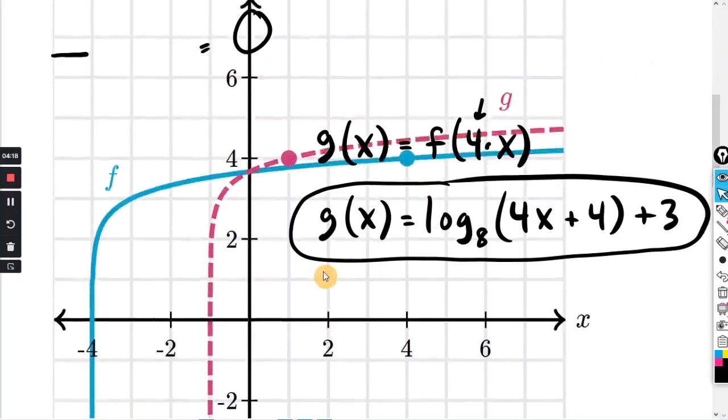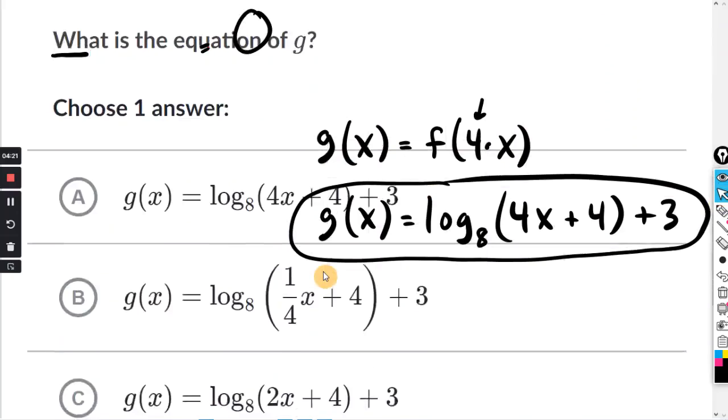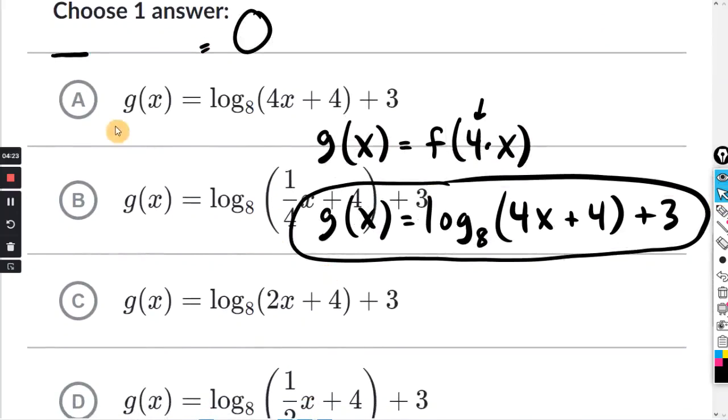G of x equals log base 8 of 4x plus 4, plus 3. That's it right there. Answer A.